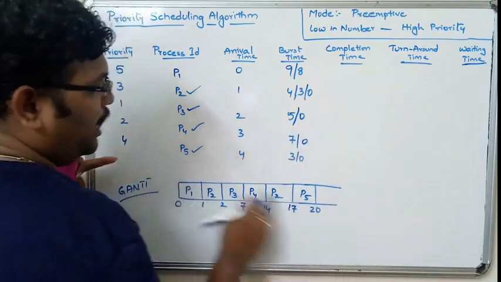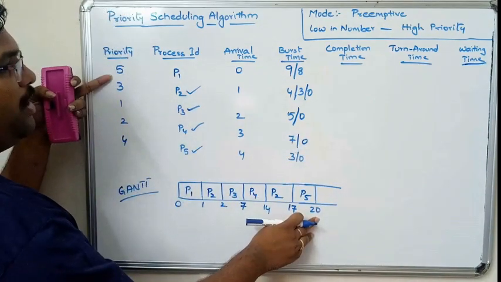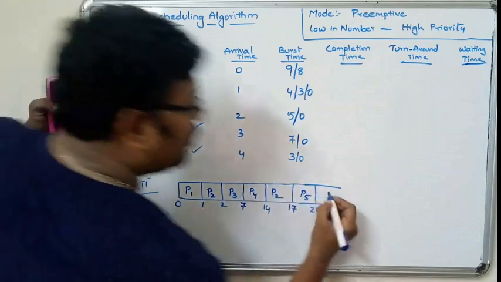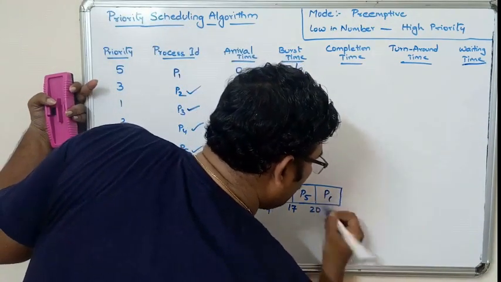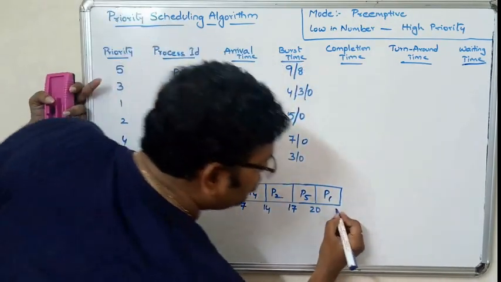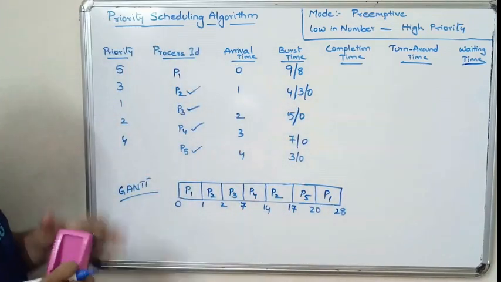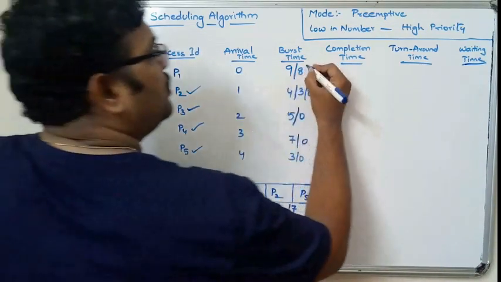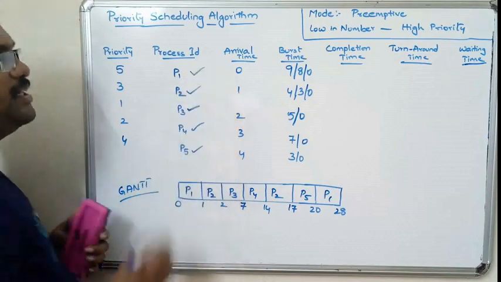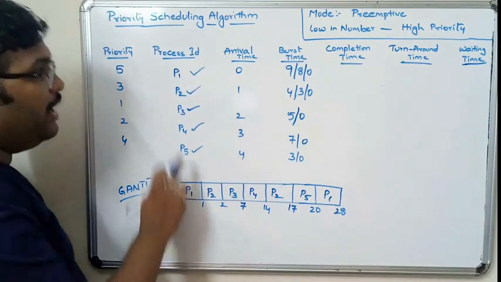Next, at time 20, only one process is available in the ready queue, that is P1. Now P1 is allocated to the CPU and it completes its execution, that is 28. This becomes 0, P1 completes. So hope you understood, right?